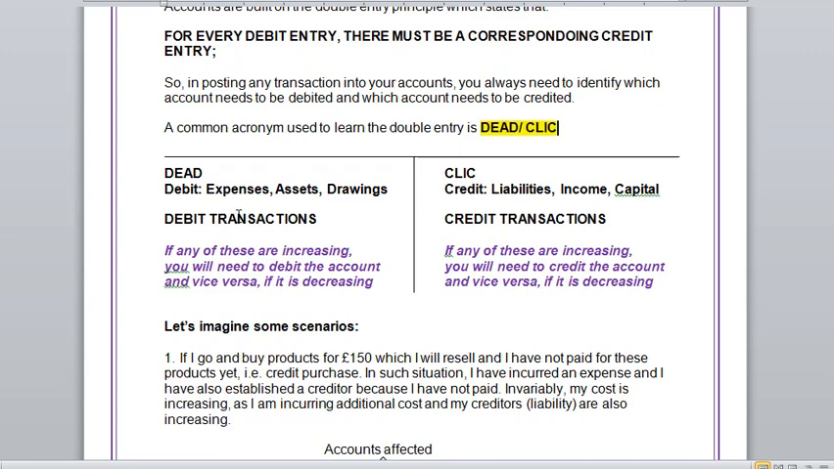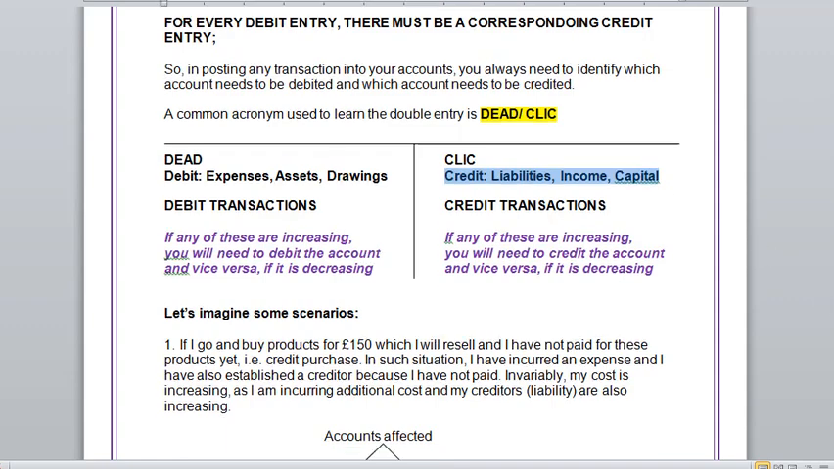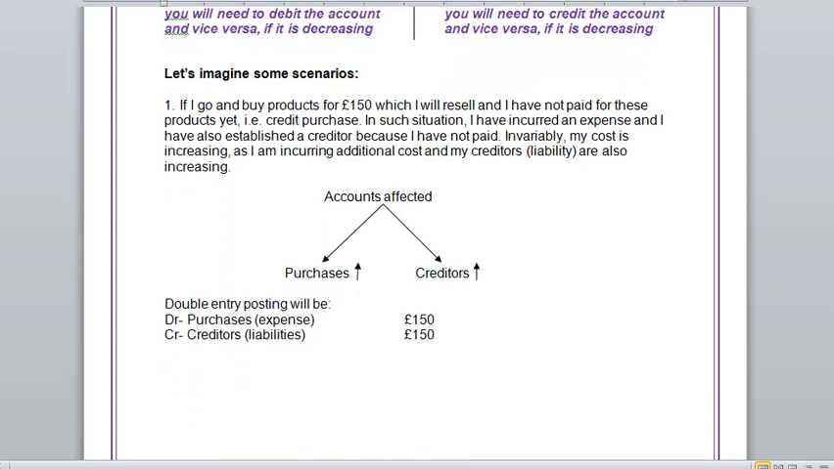The DEAD-CLICK means debit: expenses, assets, drawing; credit: liabilities, income, and capital. When any of the debit items are increasing, you will debit. When any of the credit items are increasing, you will credit. So if your capital is increasing, you will credit. If your asset is increasing, you will debit. We're going to look at some scenarios.